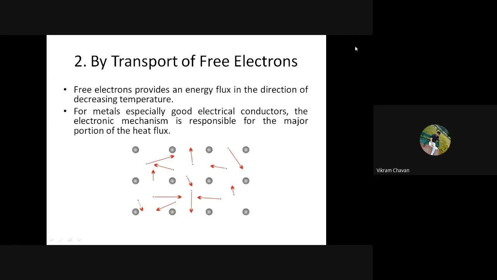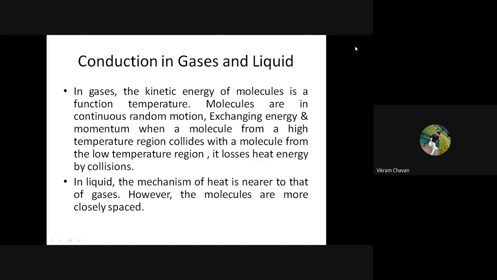Now how will conduction happen in gases and liquids? It is very simple in gases and liquids. We know that the molecules of gases and liquids are somewhat apart from each other as compared to solids. More apart in the gaseous state, whereas more closer in the liquid state as compared to gases.